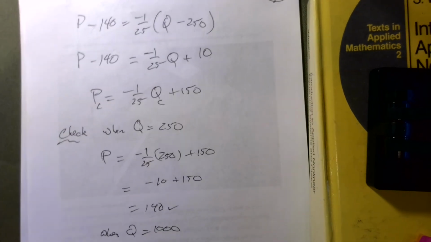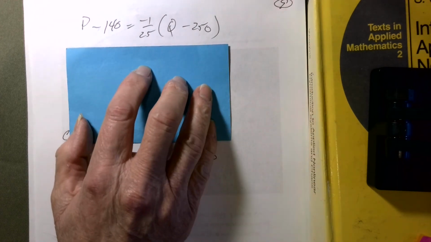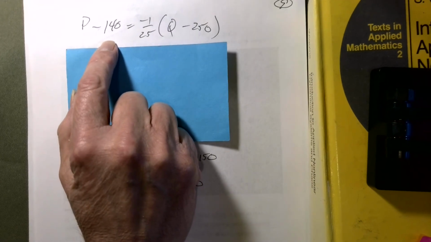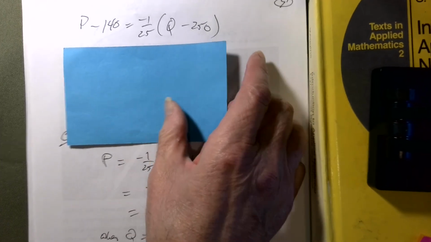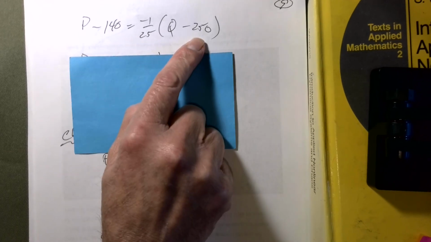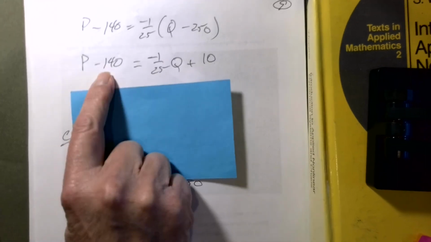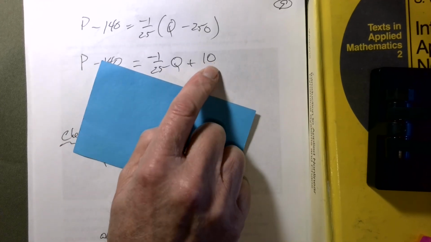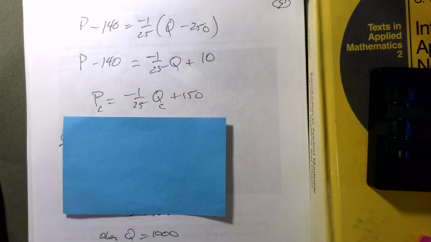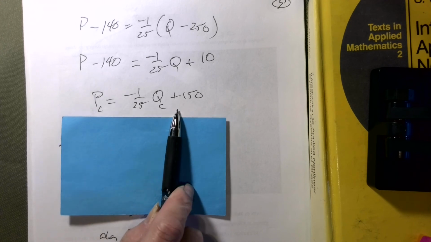So now I've figured out what my slope is. This is going to be my x, this is going to be my y. And I just distribute the minus 1 over 25. This is going to be plus 250 divided by 25, which is 10. Now I'm going to add 140 to both sides, so this becomes 150. Now I put a little subscript C here to remind me that this should be the consumer's point of view.